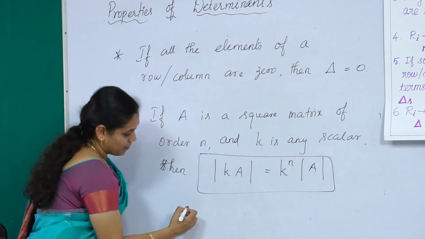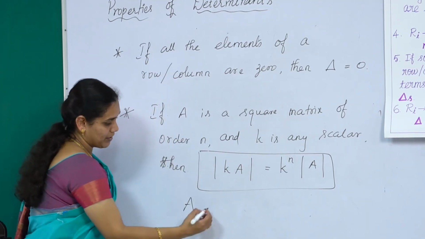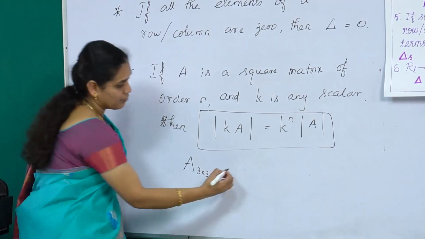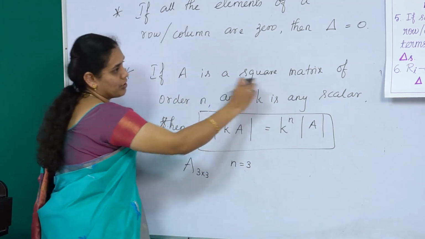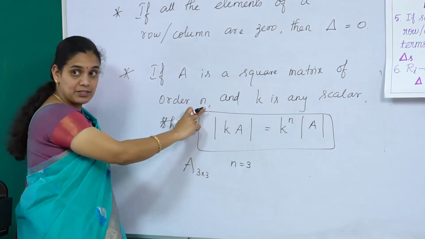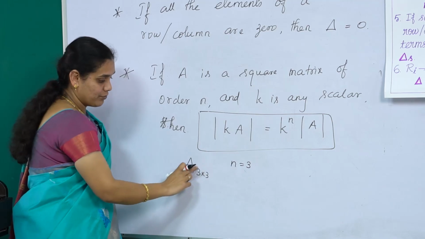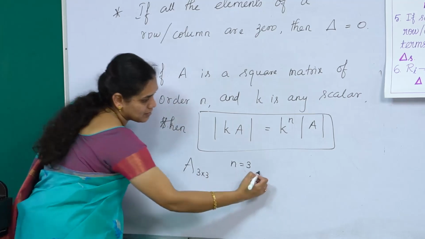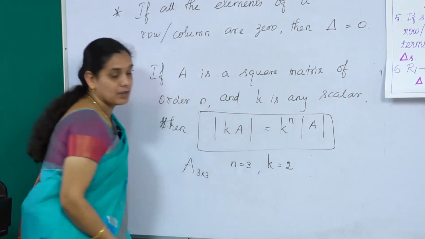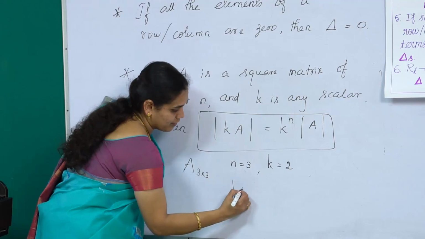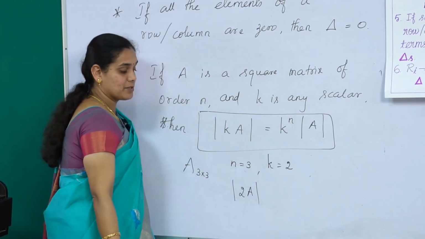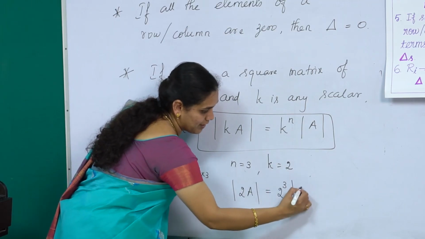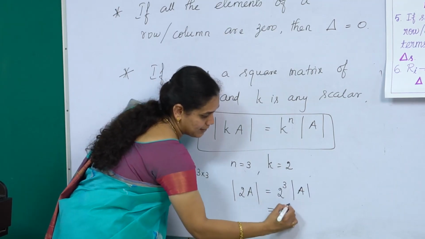Suppose A is a square matrix of order 3. Therefore, n equal to 3. N represents the order of the matrix. Then let us assume K equal to 2. Now I want to find the determinant of 2A. We can easily say that this will be equal to 2 power 3 times determinant of A, that is 8 times determinant of A.